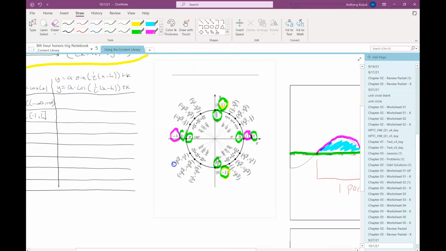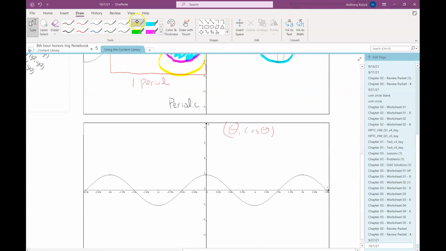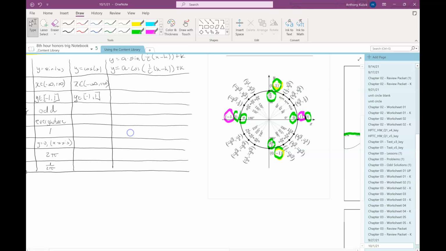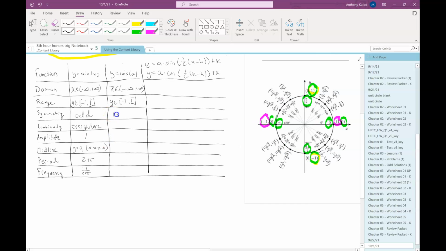The symmetry, though, if I look at my picture, it looks like a mirror reflection across the y-axis, right? Do you remember what kind of symmetry that was representative of? Yeah, it's a good guess because it's the only other option, right? You got it. And just like sine, there's no breaks or asymptotes or jumps or anything in our graph, so I know it's everywhere continuous.